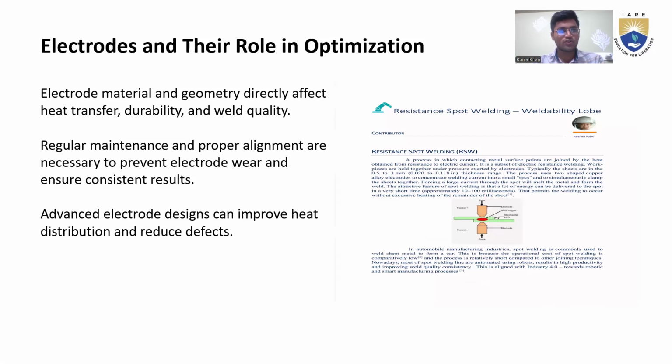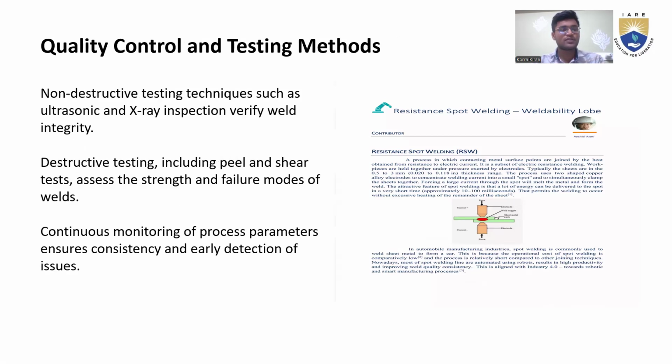And quality control and testing methods. Here there are two kinds: destructive testing and non-destructive testing. Destructive testing includes the shear test and assesses strength and failure modes of the weld. Non-destructive testing has two types, like ultrasonic and X-rays.